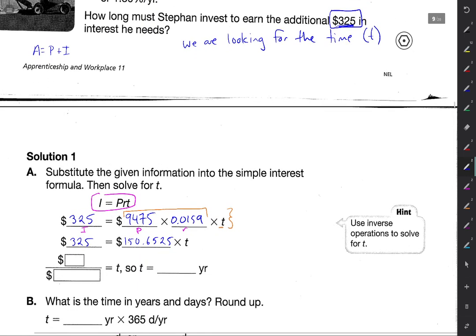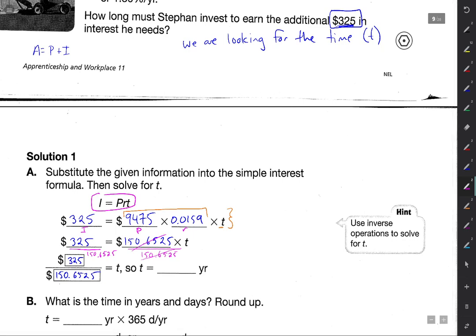So now we need to isolate that T. We need to get it all by itself. So we're going to do the opposite of multiply, which is divide. So we're going to divide both sides by 150.6525. So how we would fill in these blanks, which again are a little bit confusing, is I'm going to put 325 here, and I'm going to divide it by 150.6525, and that's going to be equal to t, because these two will cancel each other out.